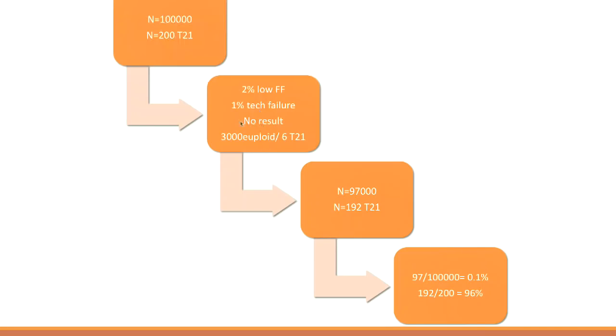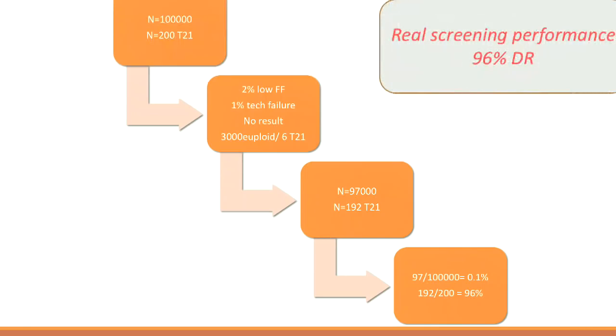This means that 3000 euploid fetuses would get no result, and 6 trisomy 21 fetuses would not be picked up or have a no result, which means you would be picking up only 192 Down syndrome babies out of 200, and therefore your detection rate or your real screening performance would be just 96%, which is almost similar to that of a combined test with your markers thrown in. So, that is what you have to understand. The real performance of a screening test should take into account all these factors, that there could be the possibility of a no result.